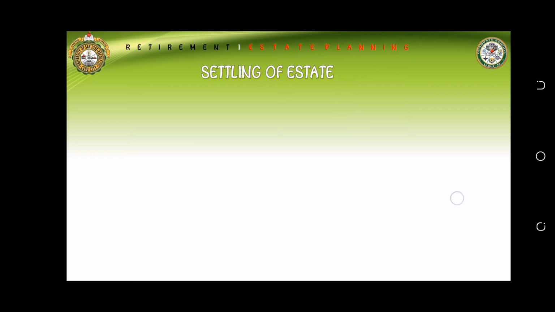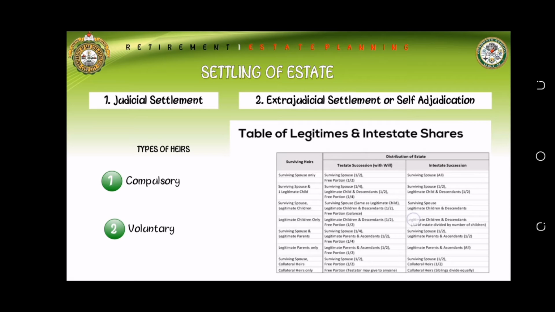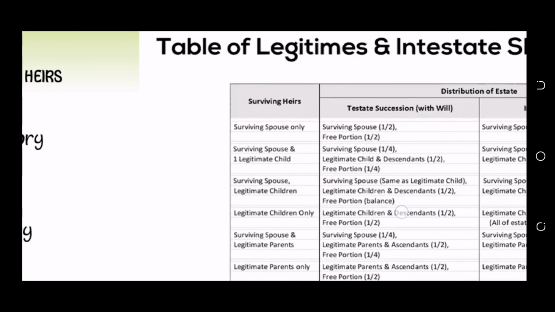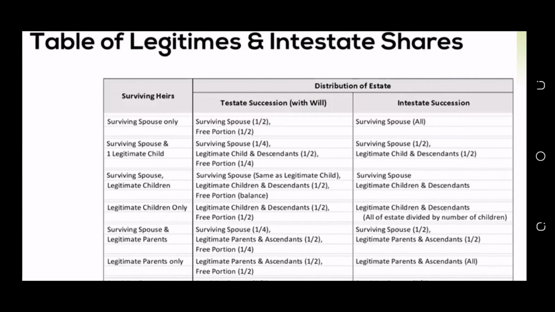Settling of estate: judicial estate, extrajudicial estates, or self-adjudication. Types of heirs: compulsory and voluntary. And there is a table of legitimes and intestate shares. Surviving heirs, then distribution of estates.